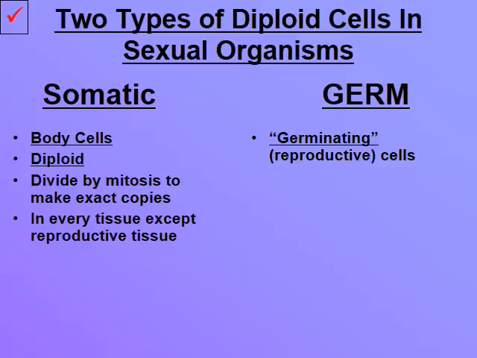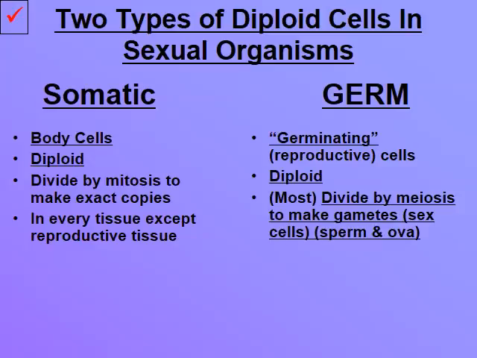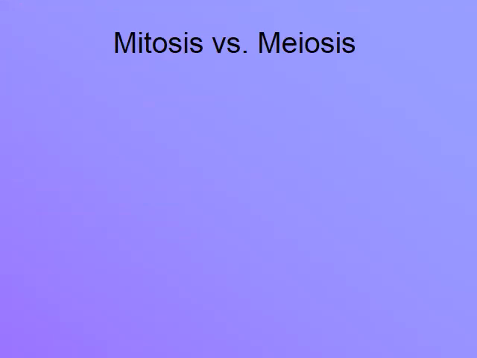In the meantime, germ cells, which is short for germinating or reproductive cells, not like bacteria germs, these are also diploid, but most divide by meiosis to make gametes, or sex cells, so the sperm in males and the ova or eggs in females. These can be found in the testes in males and the ovaries in the females.